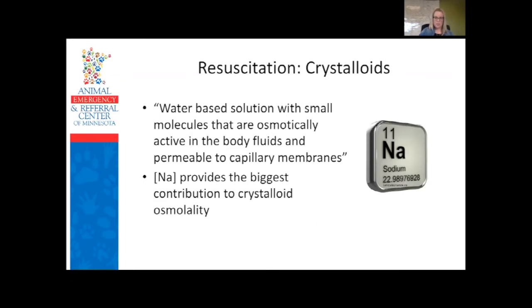So looking specifically at crystalloids to begin, crystalloids are water-based solutions that have small molecules that are osmotically active in the body fluids and are permeable to the capillary membranes. So great, they've got these small molecules. And in the case of crystalloids, sodium provides the biggest contribution to their osmolality. So sodium is the biggest player there, and they're freely permeable to these capillary membranes.